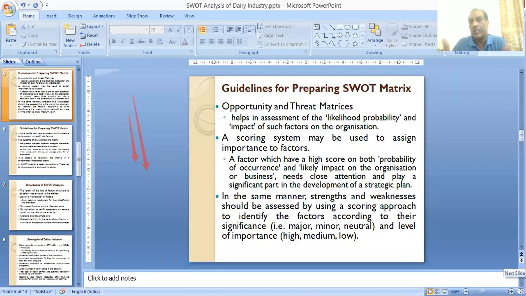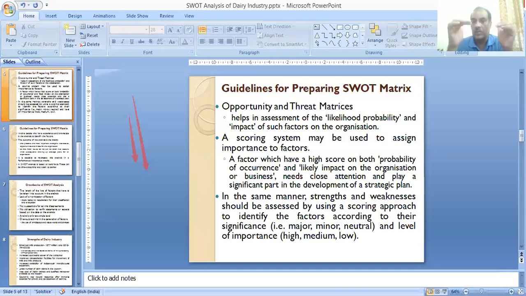Then how do we go for preparing a SWOT matrix? So there are certain steps. There is a guideline we should follow. We should keep in our mind the guidelines, which are indicative, which give directions how to prepare a SWOT analysis matrix. So first is to prepare opportunity and threat matrices. When we undertake a SWOT kind of analysis, then we consider opportunities and we consider threats. So we prepare the opportunity and threat, we place them in a matrix form.